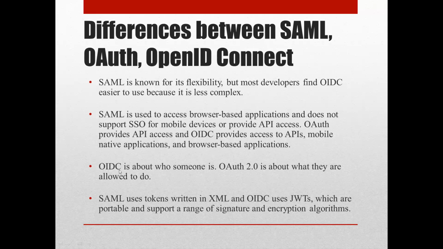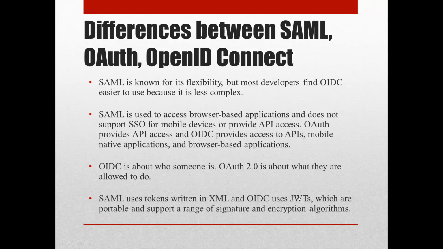OIDC is all about who someone is. OAuth is all about what they are allowed to do. As I mentioned in the simple movie theater example, it's asking who you are, what's your identity, what's your age, meaning your user profile information. SAML uses tokens written in XML, and OIDC and OAuth use the JWT token, which is in JSON format.